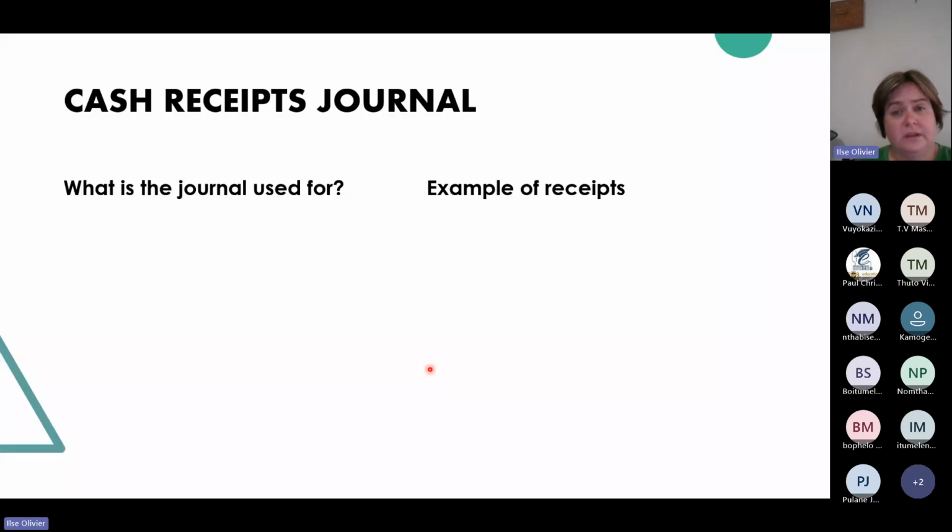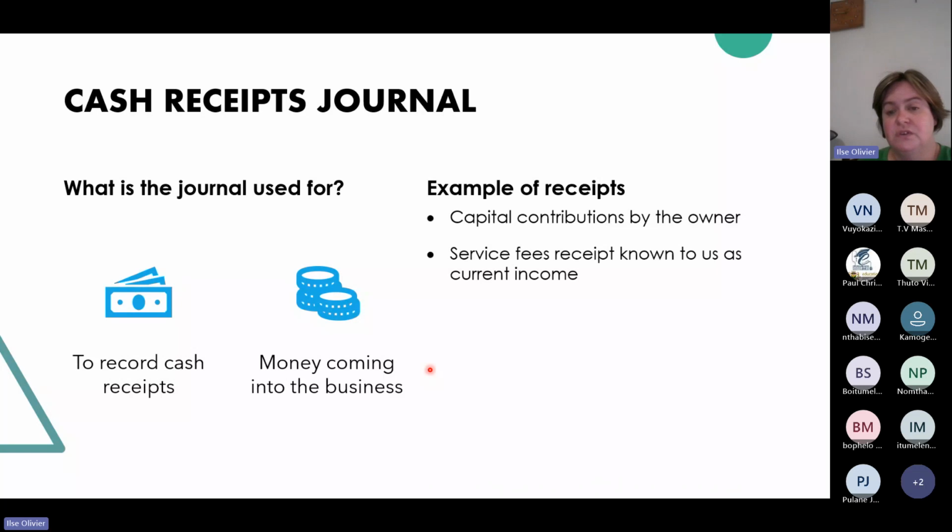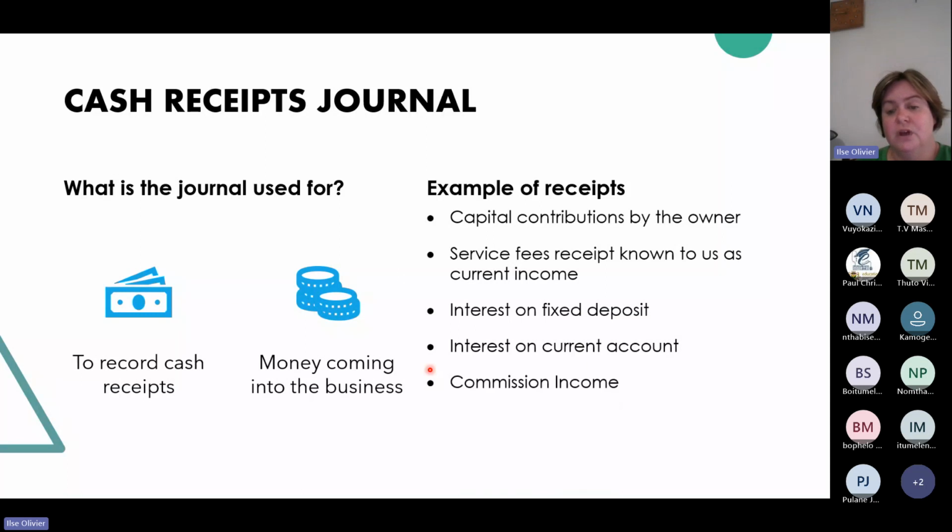Now, let's delve a little bit deeper. What is a cash receipts journal for? What is it used for? It is to record all cash receipts. So that means it's money coming into the business. Examples of receipts that you may have are capital contributions by the owner, and service fees received, known to us as current income. So when you deliver a service and you receive a fee for it, you get a current income. Then you have interest on a fixed deposit that you may have, interest on a current account, commission income, or a rent income.